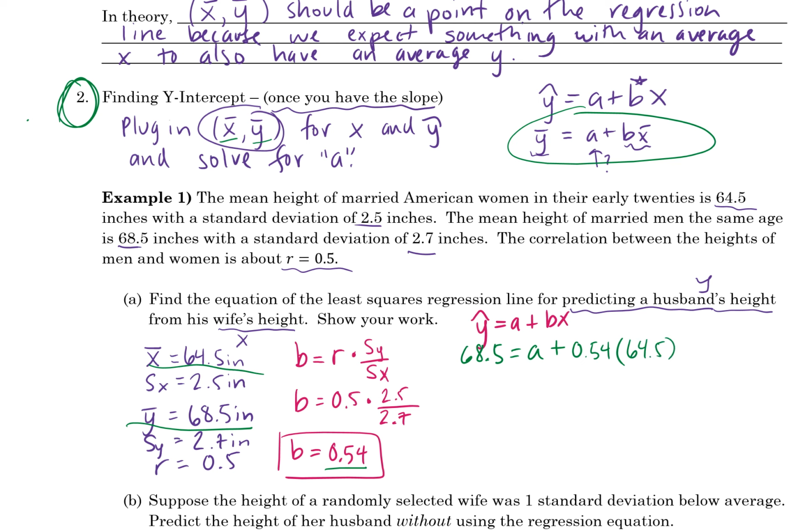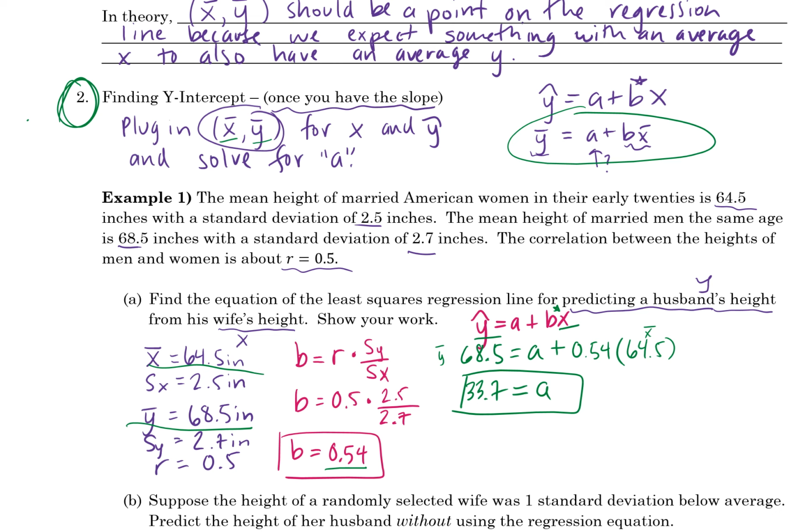Okay, so from here, I'm going to simplify. I'm going to multiply 0.54 times 64.5, and I'm going to solve for a. I should end up with 33.7 as my value for a. So again, all I did is I already had b, I just solved for it, and then instead of x and y hat, I plugged in x bar and y bar. And this is what you're going to do every time.